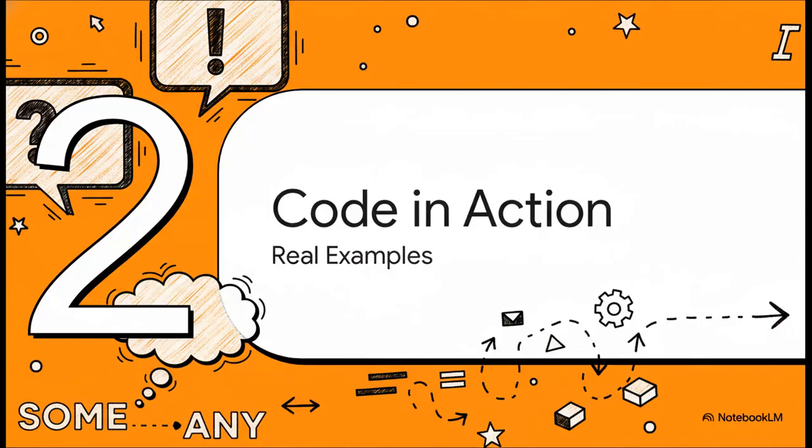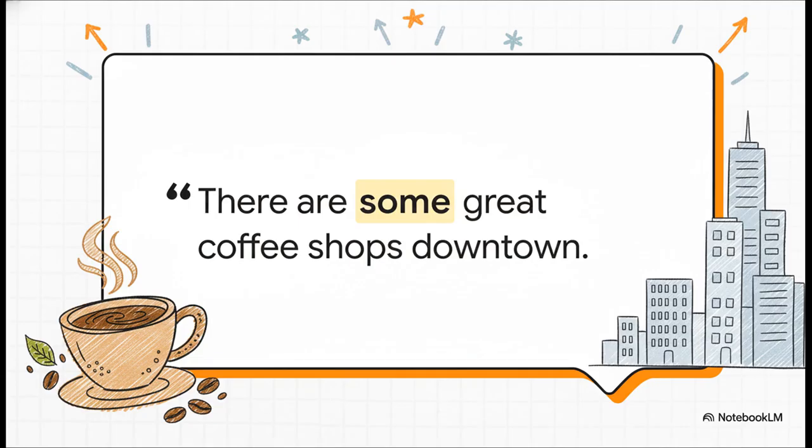Okay, so theory is one thing, but seeing this code actually work in the real world is so much better. Let's look at a few examples right now. Okay, take a look at this. There are some great coffee shops. This is a positive statement, right? We're stating a fact. So what do we use? We use some. Simple as that.